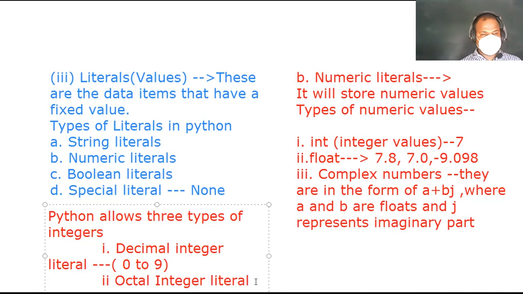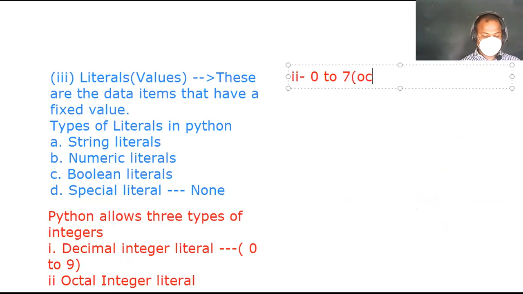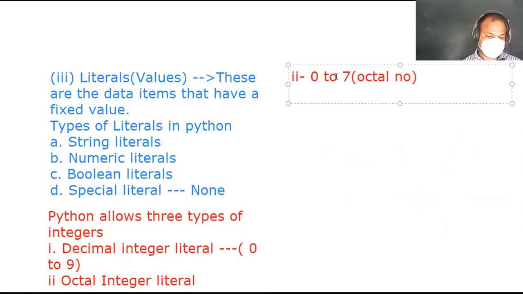Octal means 8. So how many digits are there in it? That is 0 to 7, total 8 digits are allowed. That is an octal number. And how can you recognize it? For example, if a number is written like 0010, that will be an example of an octal number. You can recognize it using this symbol.